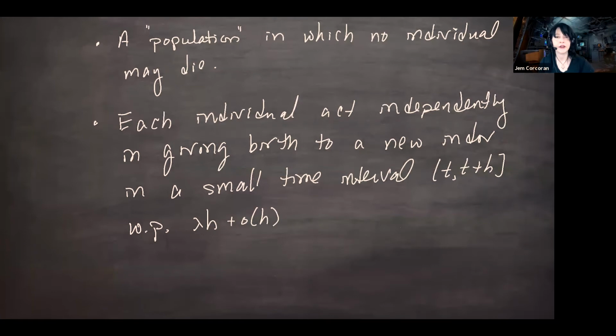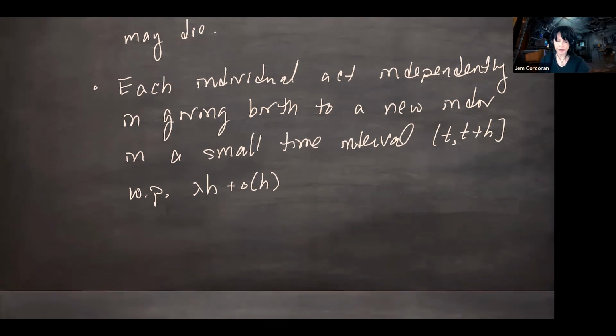It's just that when we consider the population as a whole, we're going to have all the individuals kind of racing to be the first one to produce a new cell. And so that's where the birth rate is going to come in and not be exactly lambda.